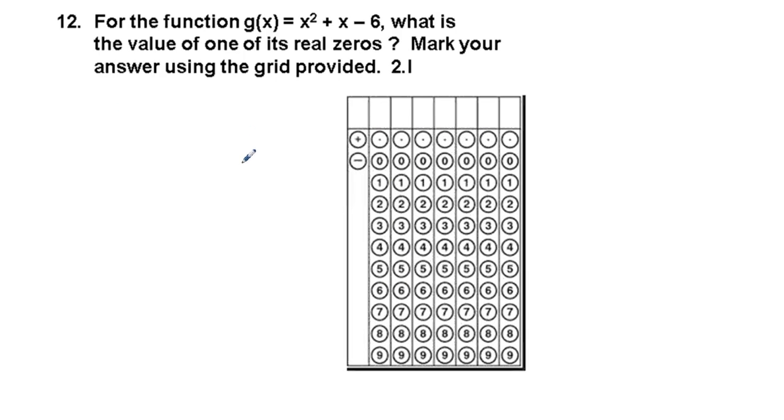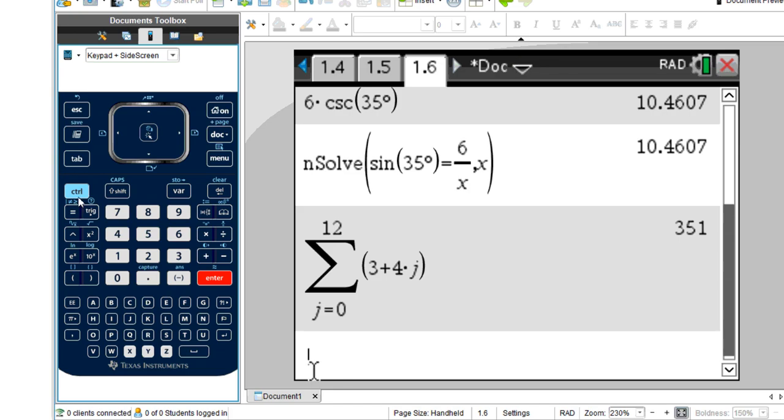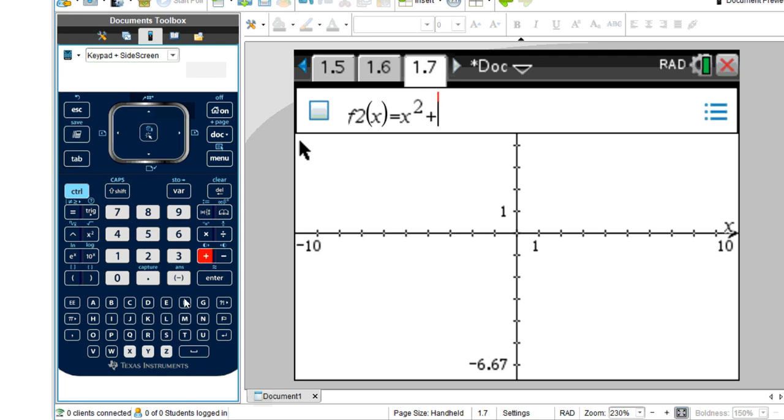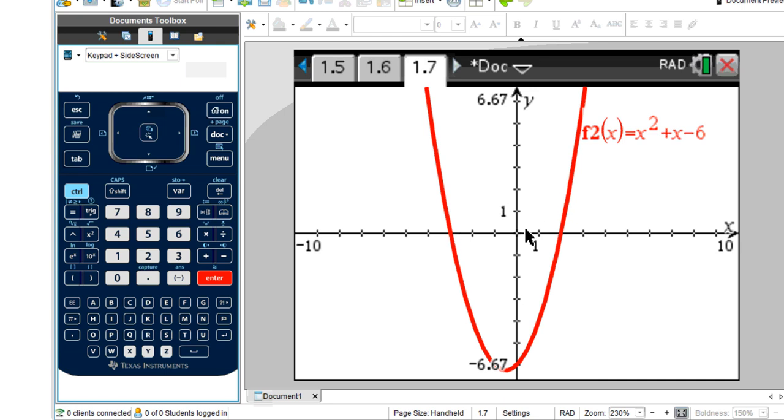And then number 12, our last problem, for a function g of x equals x squared plus x minus 6, what is the value of one of its real zeros? So here you could have two possible right answers. Mark your answer using the grid provided. There are a couple ways to do this pretty easily. One is to factor and solve for 0, and I'm going to do that. But I'm going to first do the easier method, which is to just graph this. So we have x squared plus x minus 6, so control I, graph x squared plus x minus 6. And so we get x equals -3 and x equals 2.